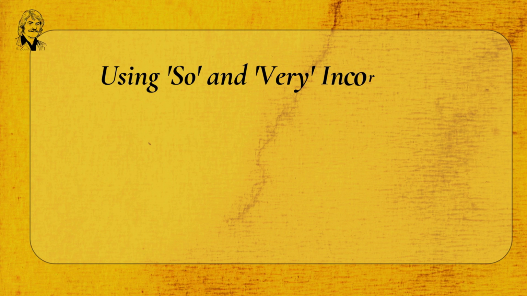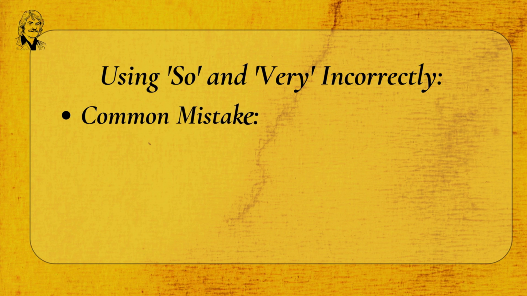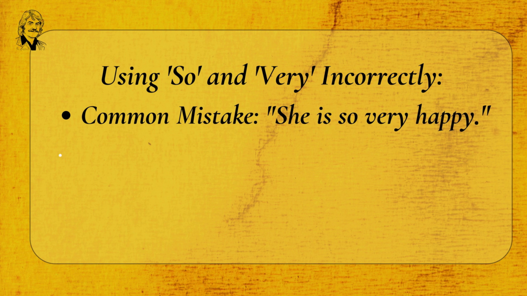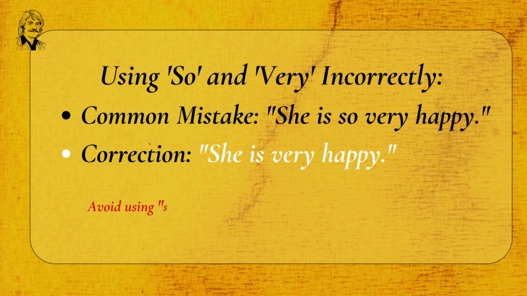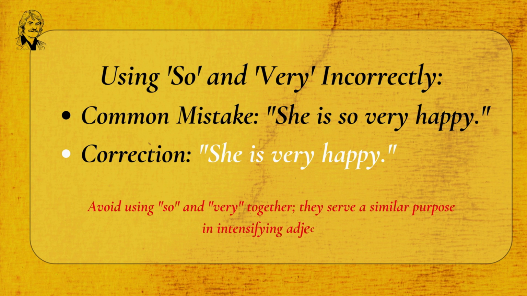Using so and very incorrectly. Common mistake: she is so very happy. Correction: she is very happy. Avoid using so and very together. They serve a similar purpose in intensifying adjectives.